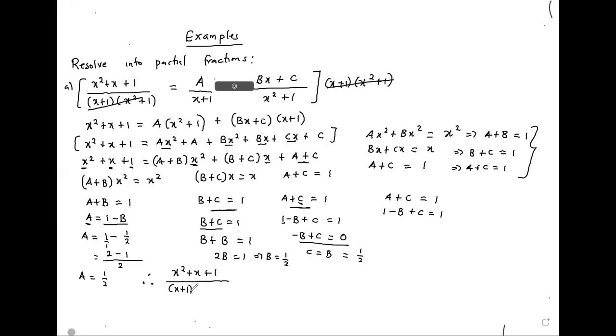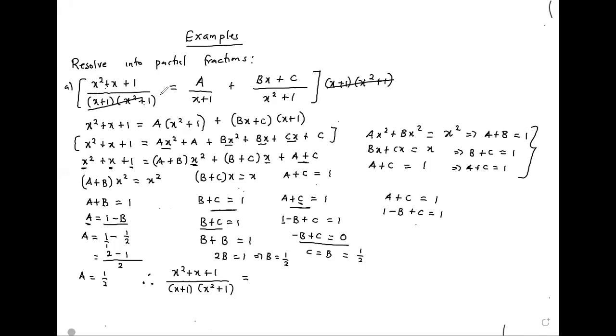One minus half is positive half. So we're only ending up with B plus C over x squared plus 1 because the denominator is only multiplied by 2 factors. There's no power here. The power there is 1. If the power was 3, it would have appeared 3 times.